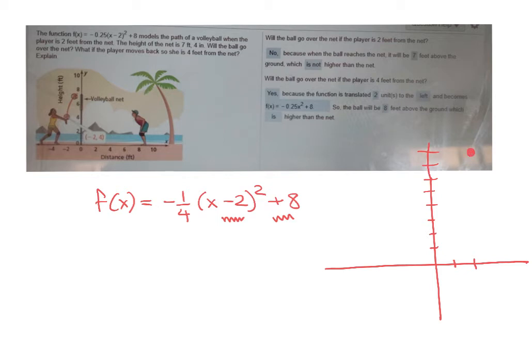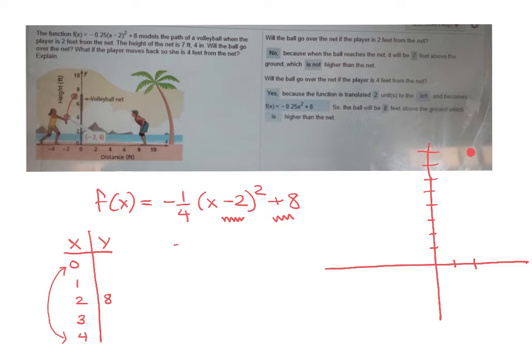And then if you wanted to get some more points, you could plug in some values if you wanted to. Okay, so we know our vertex is at (2, 8). So we could plug in like 3 and 4. We could plug in 1 and 0. So remember, 0 and 4 should give us the same value. Okay, so let's plug in the 0 and see what happens.